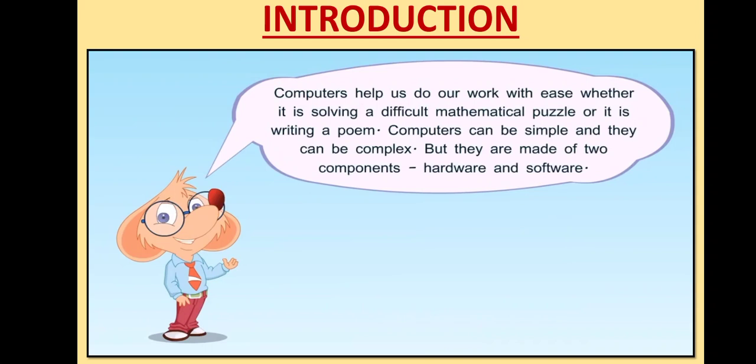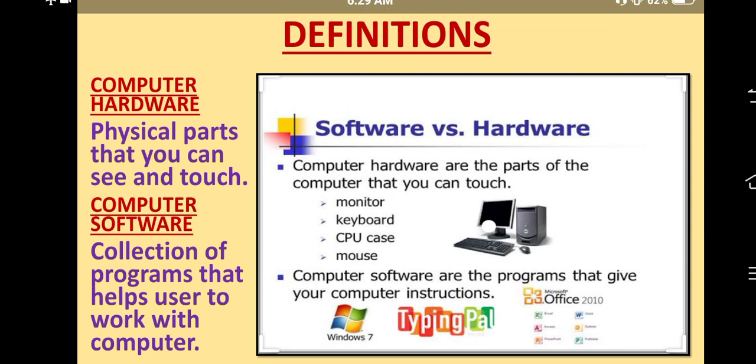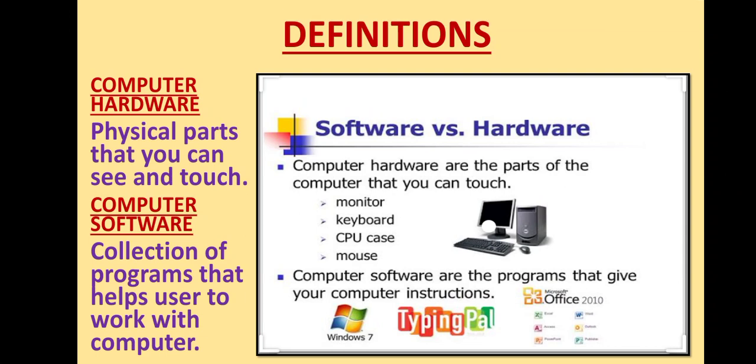Introduction. In your previous lessons, you have studied that a computer is a device which helps us to do our work with ease. Computers can be simple or they can be complex, but they are always made up of two components, hardware and software. So let us define computer hardware and software.